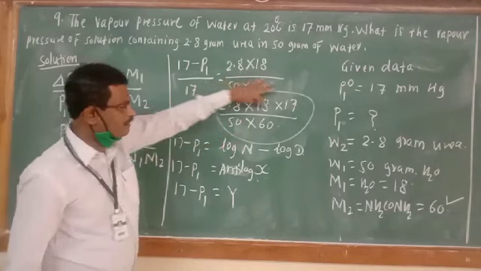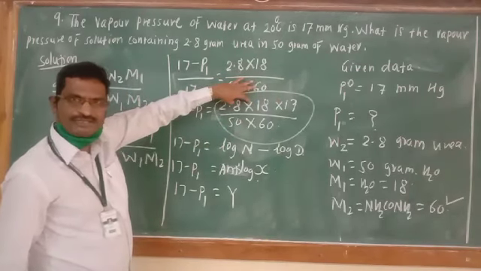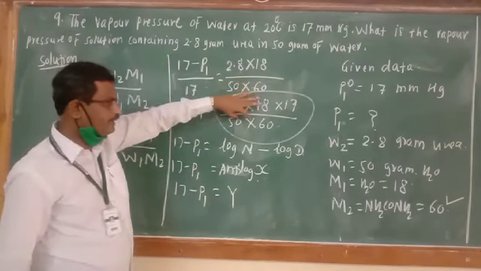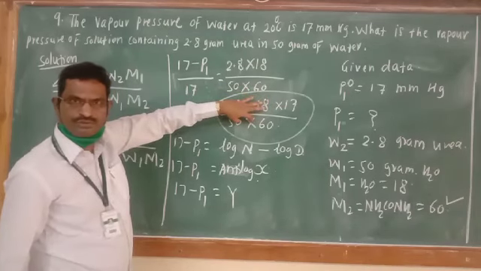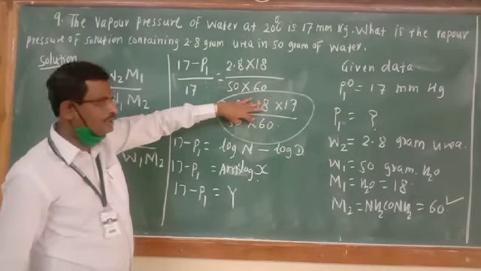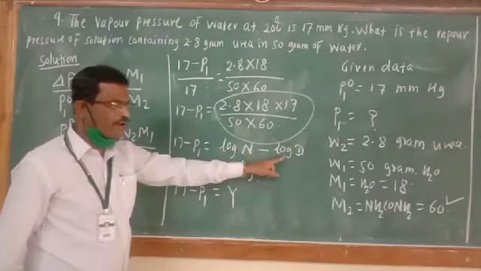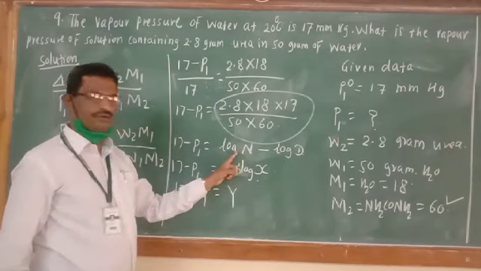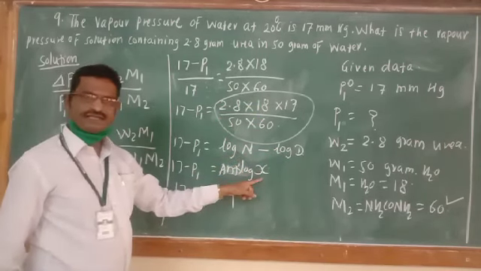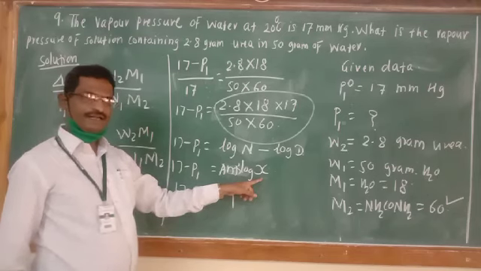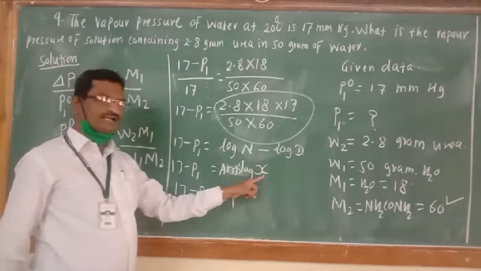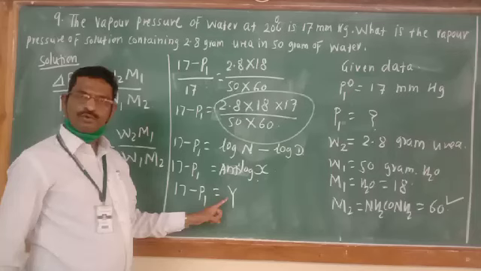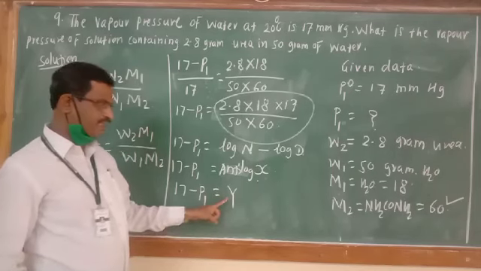What I have done here? Log of numerator, all these 3 terms, log is added. Then log of denominator, these 2 terms, log is added. Then subtract the log of denominator from log of numerator. Suppose that answer is x. Then see the antilog of that x, that is equal to y. That is the final answer.